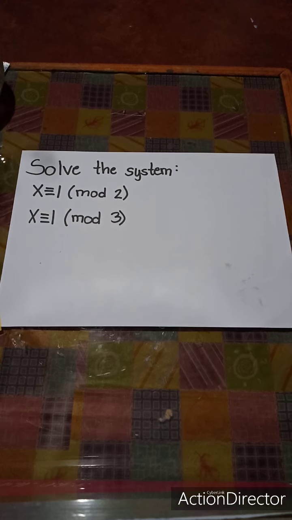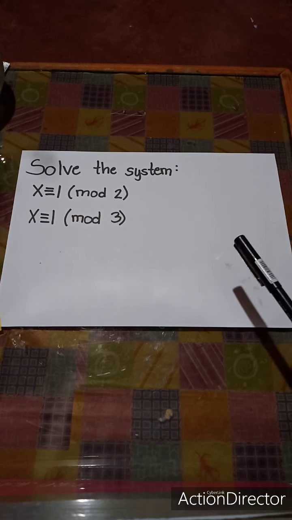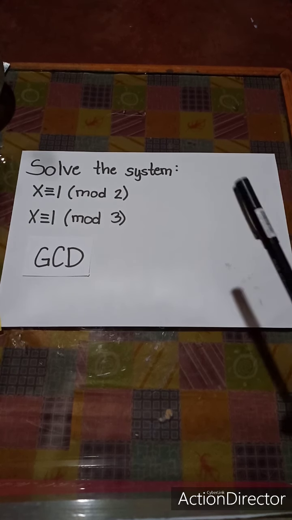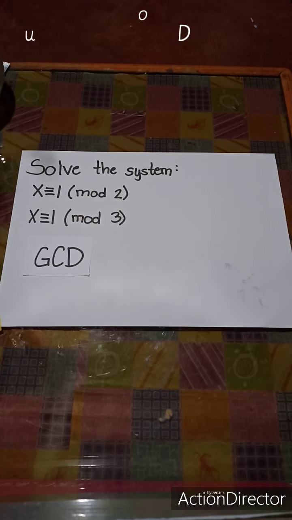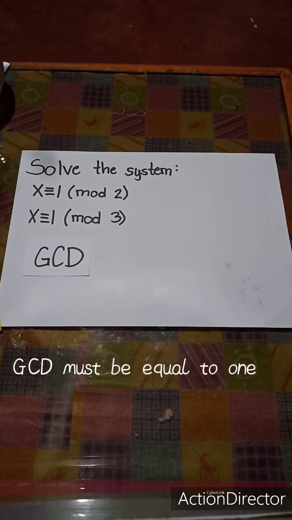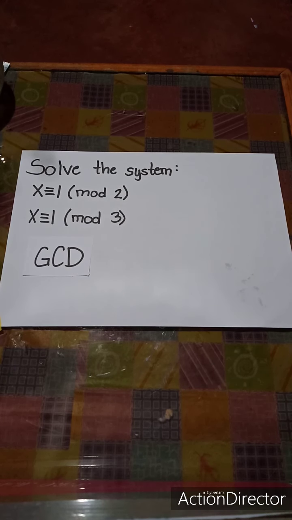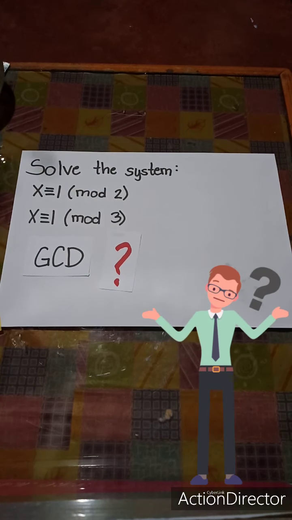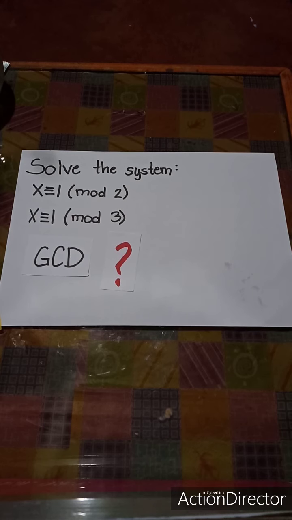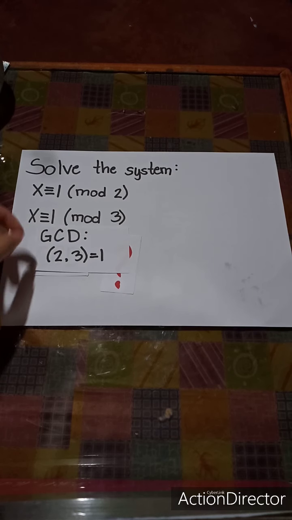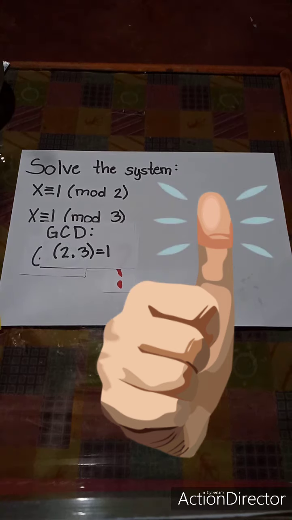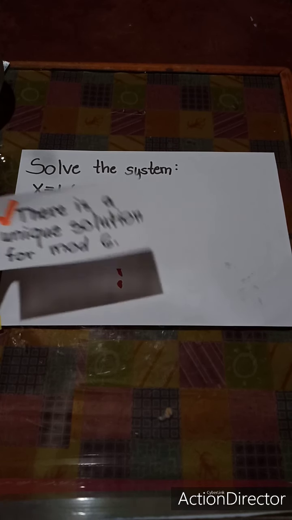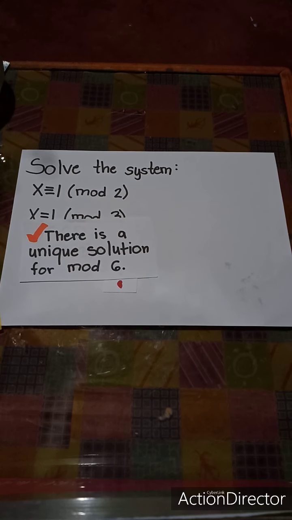Our first step here is to identify the greatest common divisor of all of our mods. This GCD must be equal to 1 in order to use the Chinese remainder theorem. So what could be our GCD? Our GCD of 2 and 3 equals 1. Since our GCD is equal to 1, there is a unique solution mod 6.